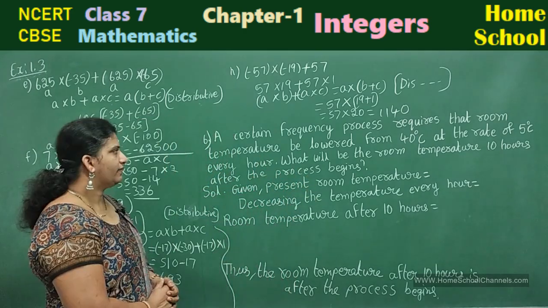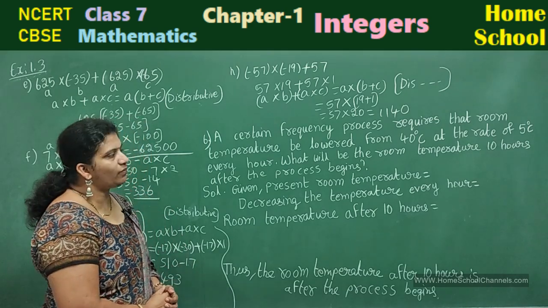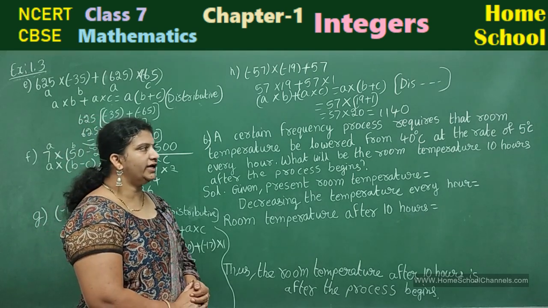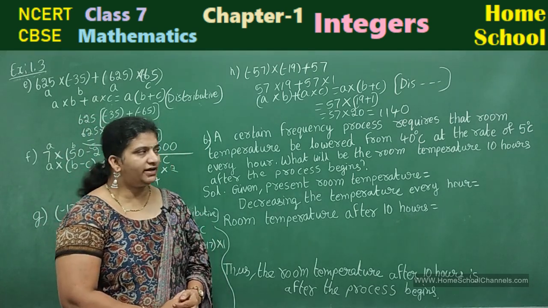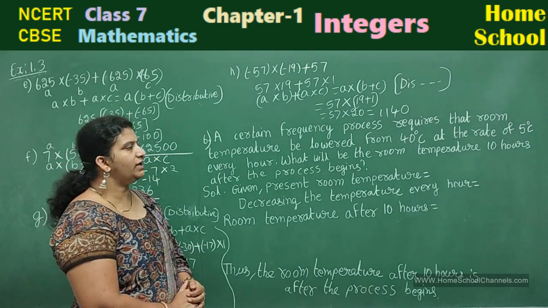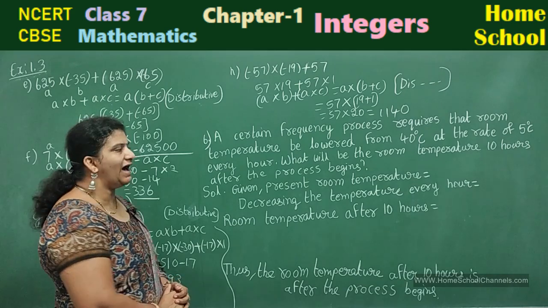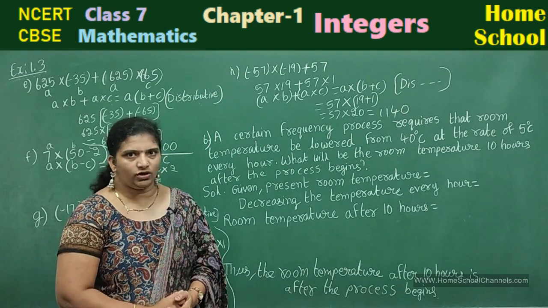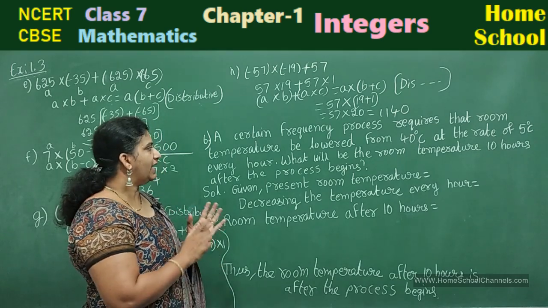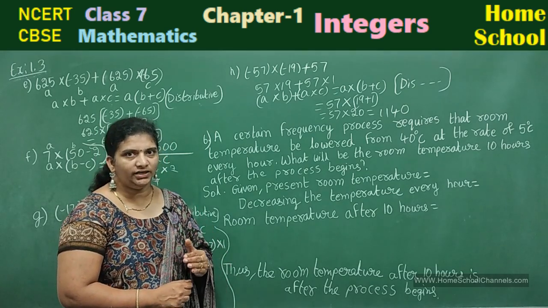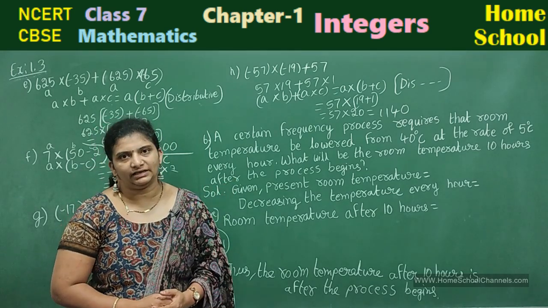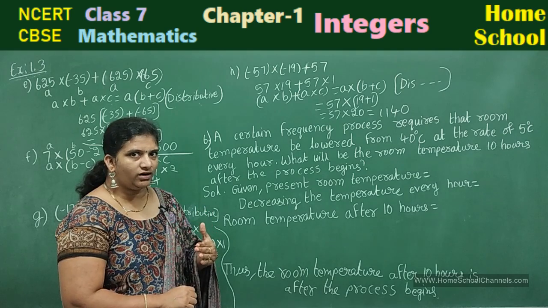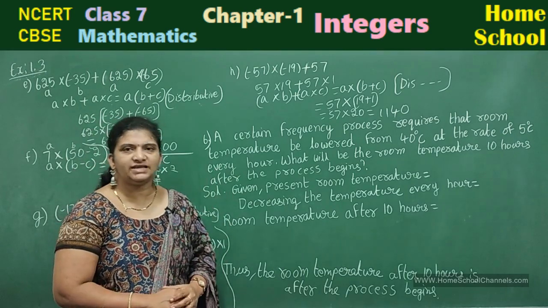Okay, is this clear? Sixth one: a certain frequency process requires that room temperature be lowered from 40 degrees centigrade at the rate of 5 degrees centigrade every hour. What will be the room temperature 10 hours after the process begins? See here, a certain frequency process is going on here. It requires that room temperature is to be lowered from 40 degrees centigrade. So what is the present room temperature? 40 degrees centigrade. Every hour it should be reduced by 5 degrees centigrade.